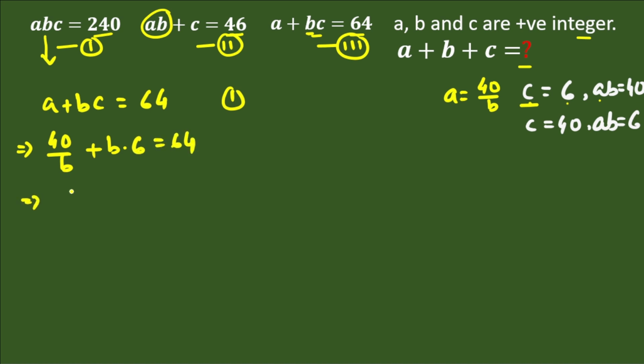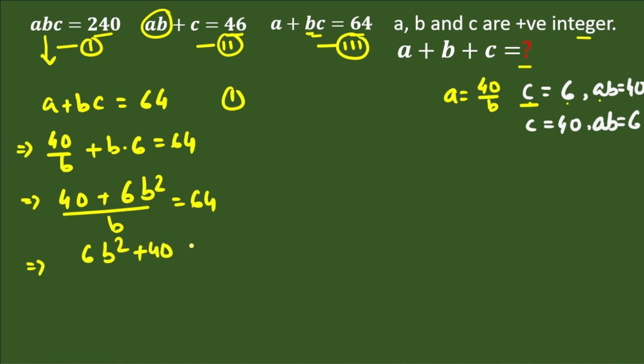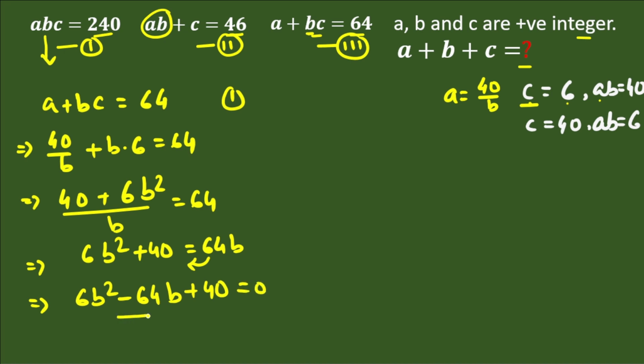Now we'll simplify it. It is 40 plus 6b square, divided by b, and that will be 64. Now cross multiplying, our equation will be 6b square plus 40 equal to 64b. Now we'll take this 64b to the left hand side, so our equation will be 6b square minus 64b plus 40 equal to 0. If you look at it, it is a quadratic equation, and we can take 2 common. Then our equation will be 3b square minus 32b plus 20 equal to 0.